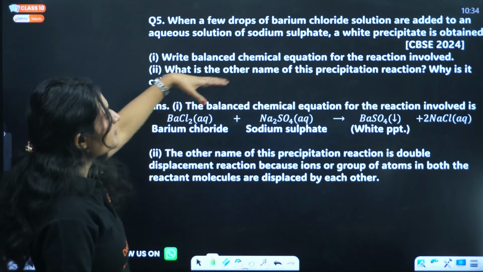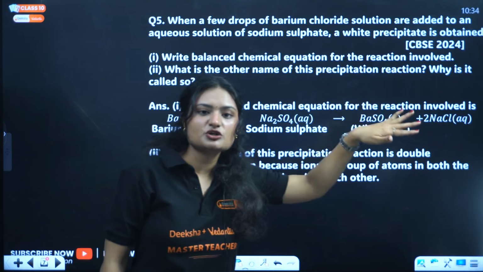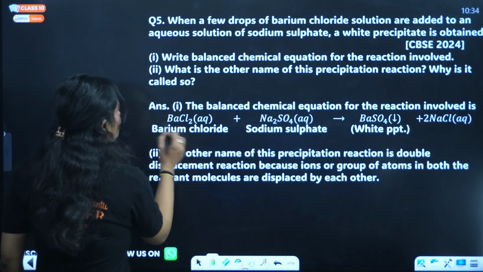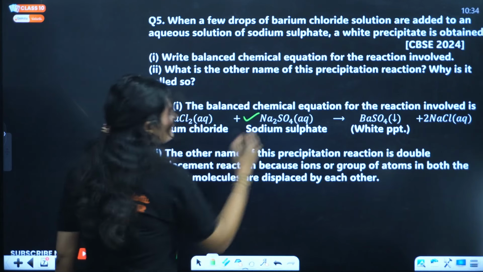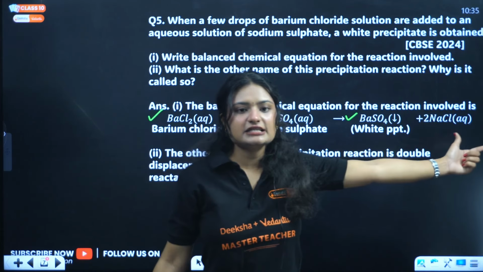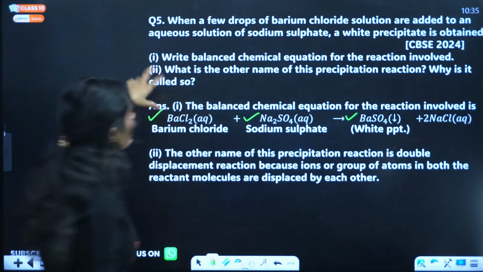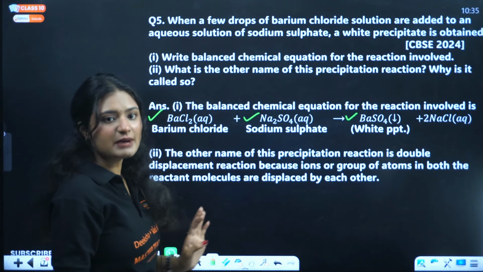So when a few drops of barium chloride solution are added to an aqueous solution of sodium sulfate, a white precipitate is obtained. When barium chloride, BaCl2, reacts with sodium sulfate, we get a white precipitate of barium sulfate plus NaCl is also released. This is the aqueous soluble part. Okay, now write the balanced chemical equation. We have written the balanced chemical equation.